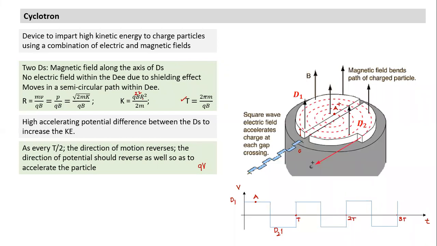After reaching A, it is a small distance to B. How much time will it take to reach C? To C it will take time T by 2. By the time the particle reaches C, the polarity has already reversed. Now D2 is at higher potential, so again when it moves from C to D, it will accelerate. By the time it has moved to point E, D1 has again become higher potential.